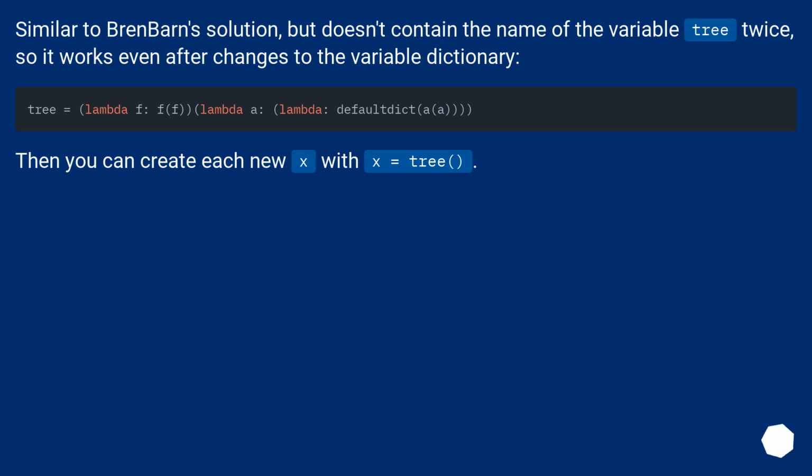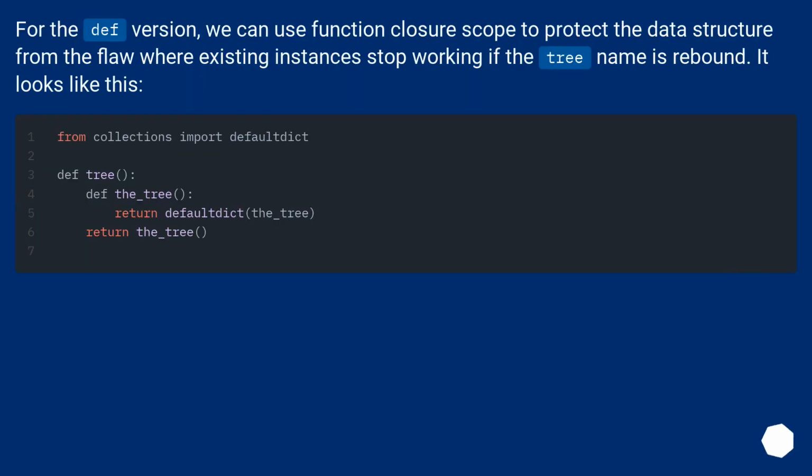Then you can create each new x with x equals tree. For the def version, we can use function closure scope to protect the data structure from the flaw where existing instances stop working if the tree name is rebound. It looks like this.